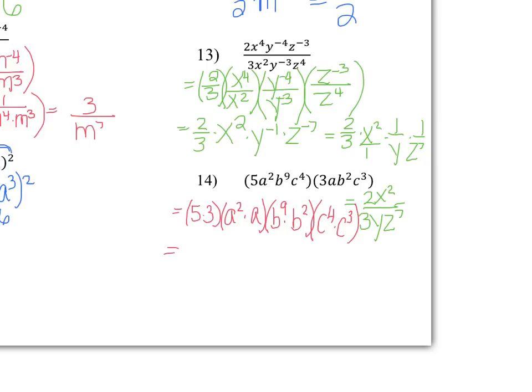Well, 5 times 3 is 15. A to the 2nd times a is a to the 3rd. B to the 9th times b to the 2nd is b to the 11th. And c to the 4th times c to the 3rd is c to the 7th. And there is my final answer. And this concludes the Unit 1 Topic 3 Formative Review Packet.